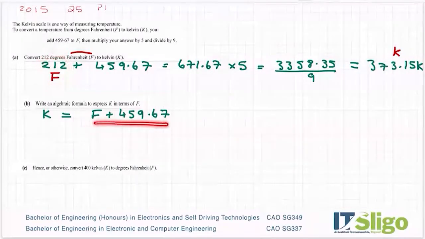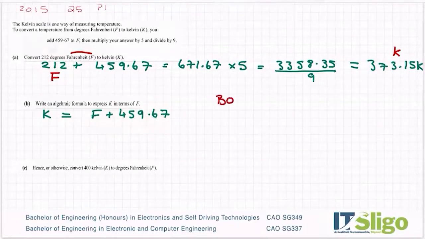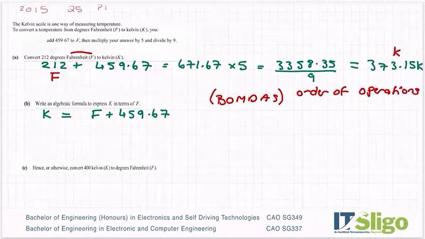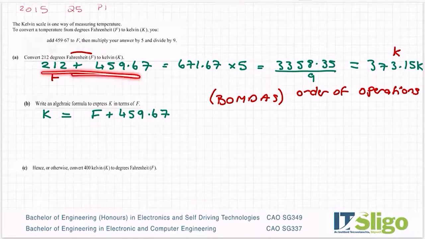So I'm adding 459. Okay, one thing you have to be careful of is that you use the rules of BOMDAS, which is what we call the order of operations. Okay, or it's the order we want our maths done in. So you see up here, we needed you to add that first before you multiplied by 5. Okay, now in BOMDAS, multiply comes before add.